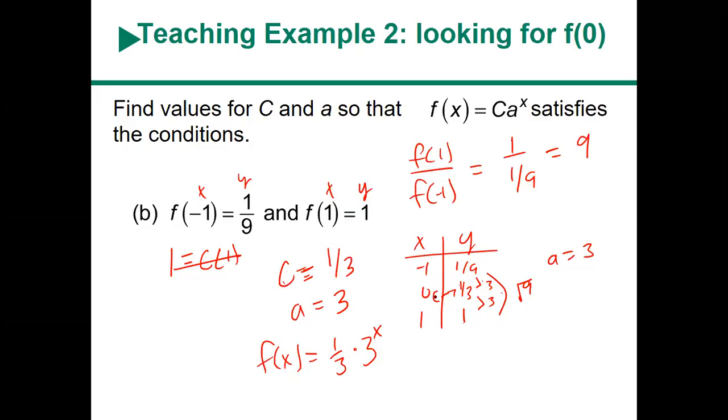So to get from -1 to 0, my next actual step would be to multiply by 3, which gives me 1/3. And then to get to my next one, 1/3 times 3 gets me to 1.